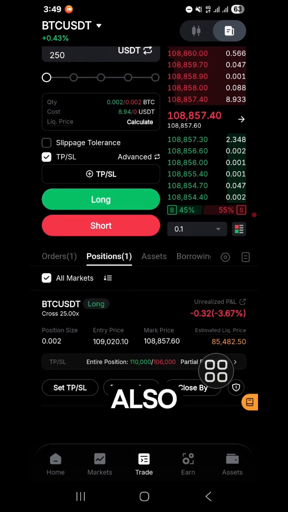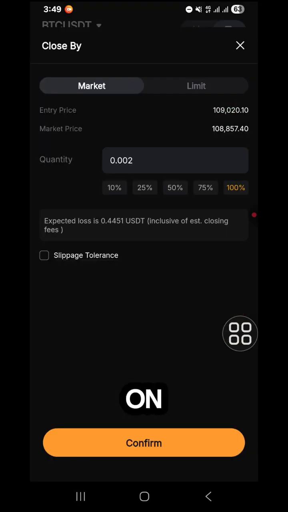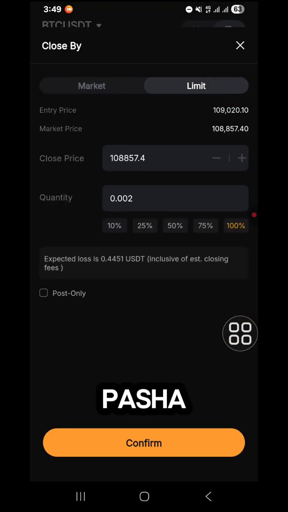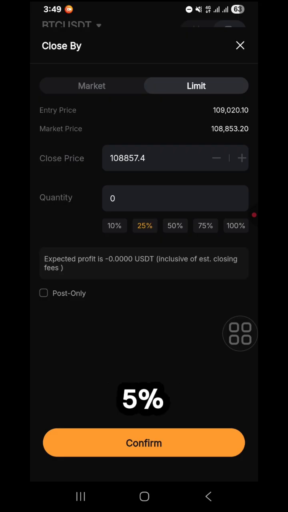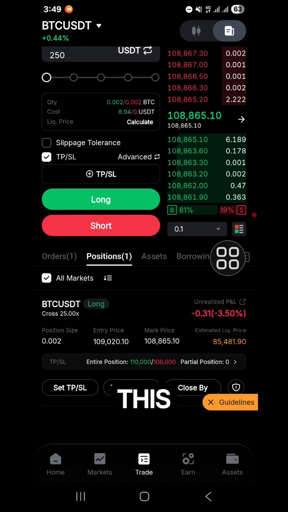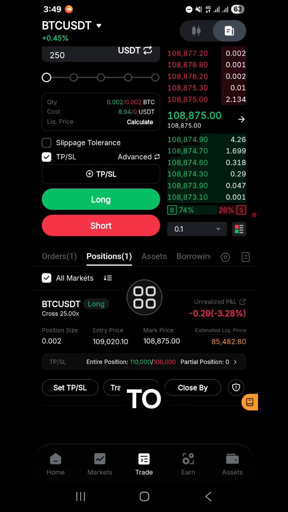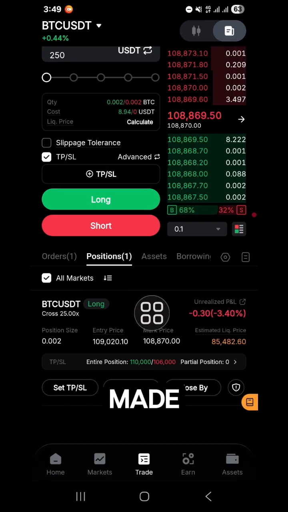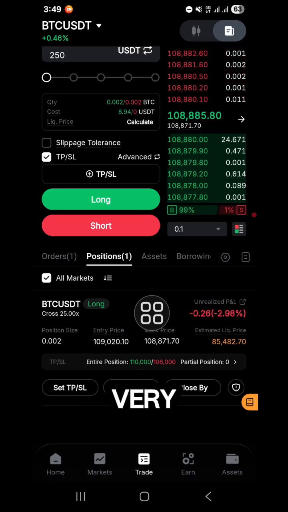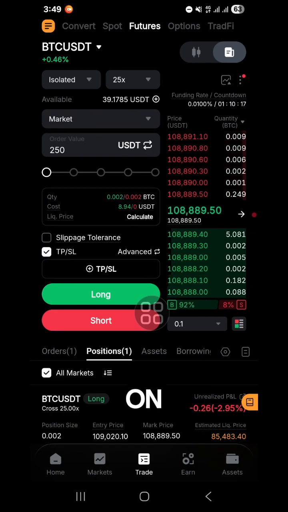Also, you can take partial by simply tapping on close by. Tap on close by and in this place tap on limit. You can simply take partial, you can take 5% partial, 50% partial, and you can put the price at which you want to take these particular partials. It gets very, very easy. In this place, you're going to see your unrealized profits, the amount you have made, and the profit you have made from this particular trade. Very, very easy. So guys, this is how I trade futures on BYBIT.